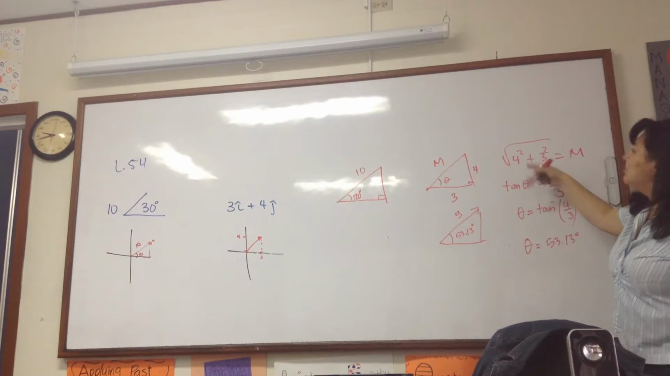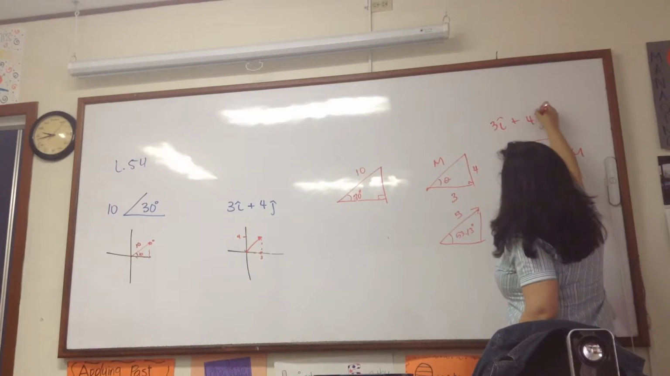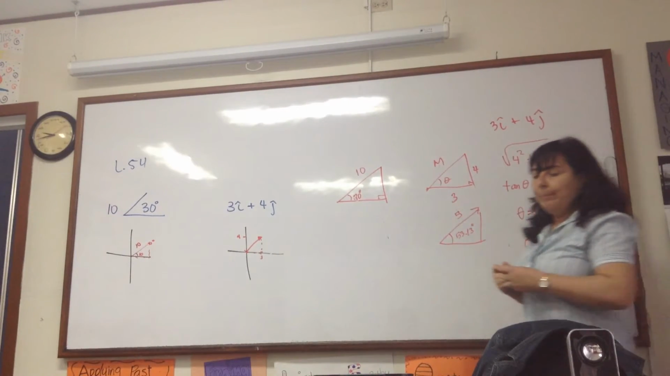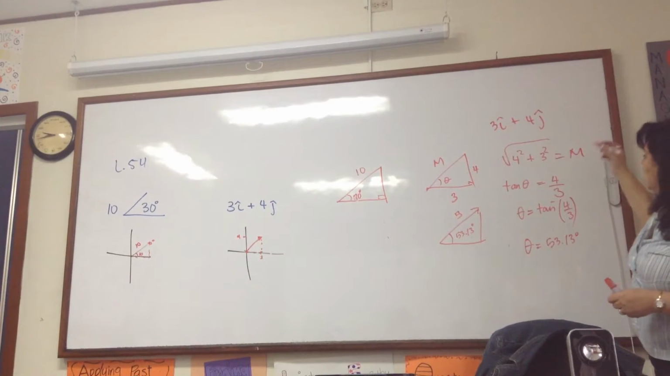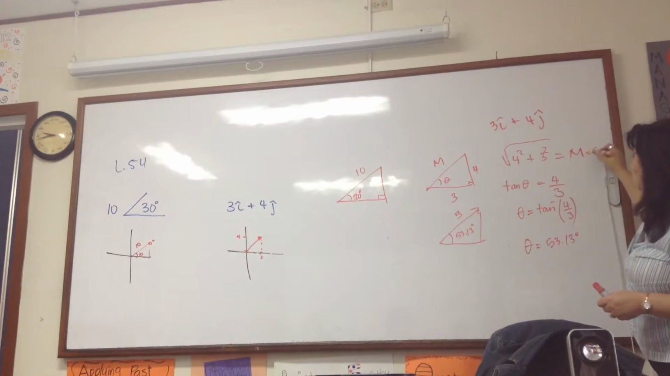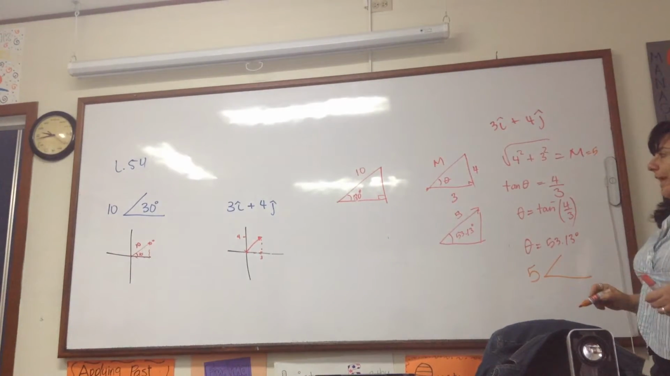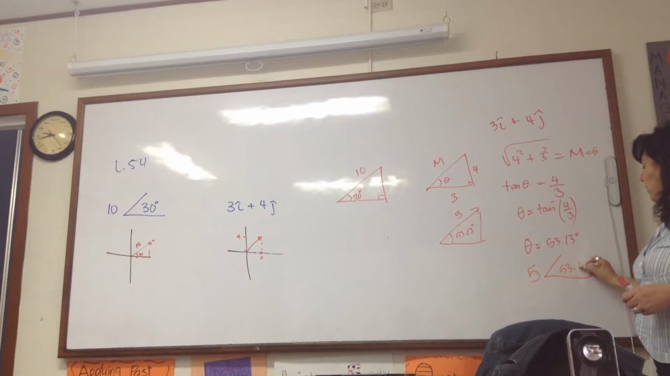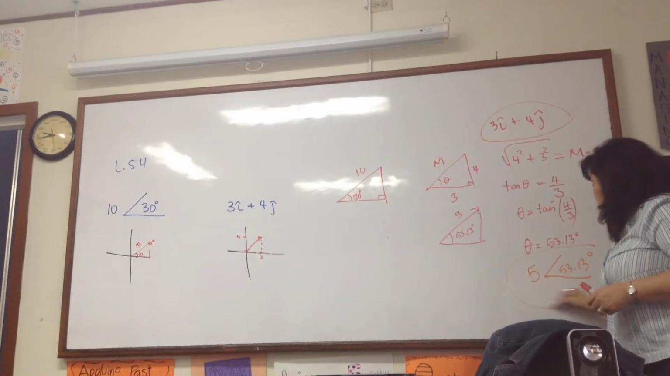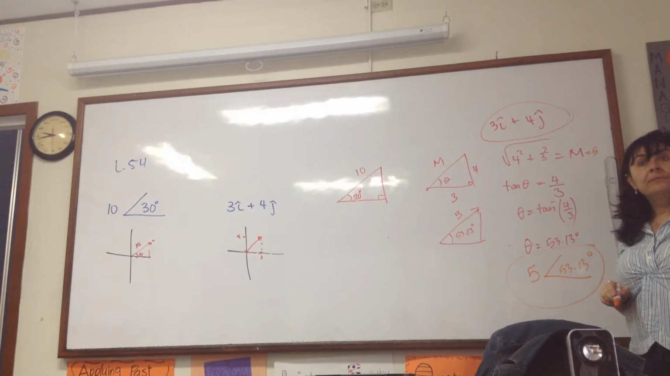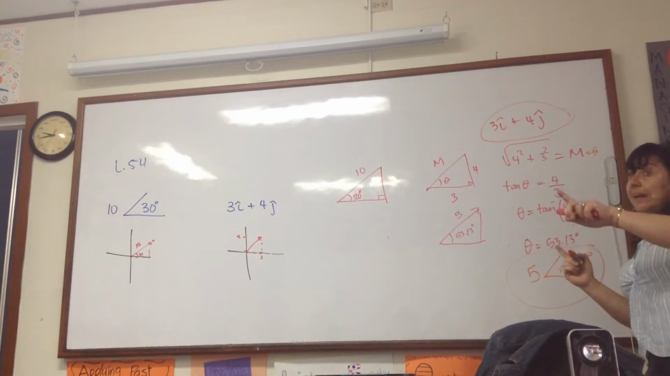So how can we express 3i plus 4j in polar coordinates? Well, now we know that the magnitude is 5, and it would be 5 with that weird angle thing, 53.13. This and this and this is exactly the same. Okay? Just expressed differently. Is that clear? Now let's do it the other way around.